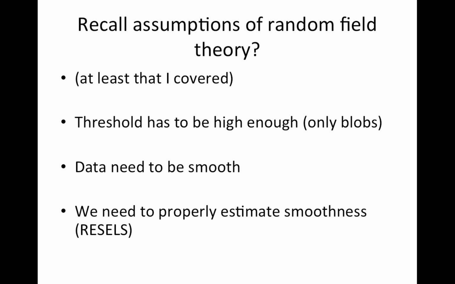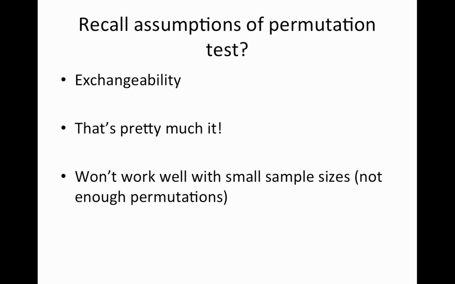Recall some of the assumptions of random field theory, at least the ones that I covered. Your threshold has to be high enough that you only have blobs. Your data need to be smooth, and there are more specifications for that smoothness that this paper looks into and uses to explain some of the results they see. And the smoothness estimate, the resels, is really important. It's important that that's estimated properly, and that the assumptions hold to make sure the parametric null distribution we're using actually matches the null of the data, because that's where the p-value is coming from.